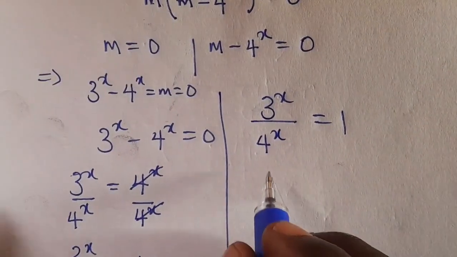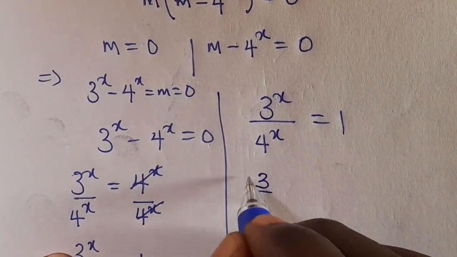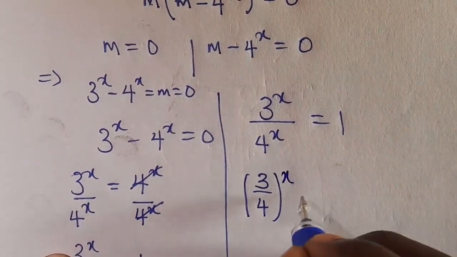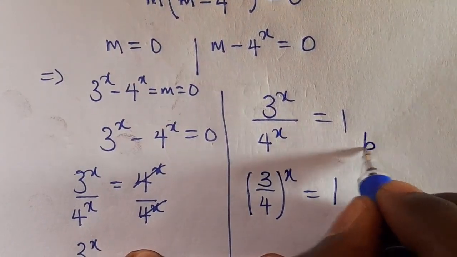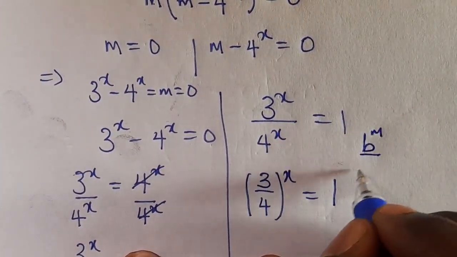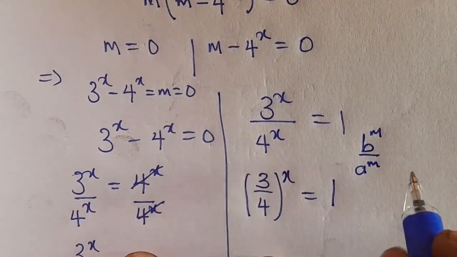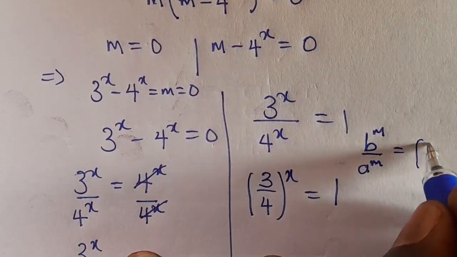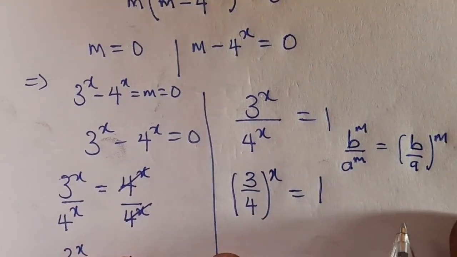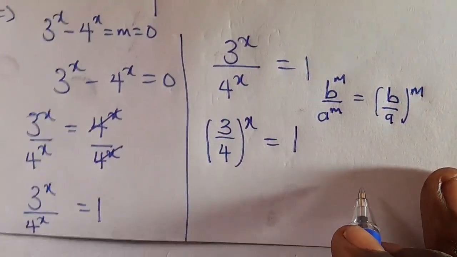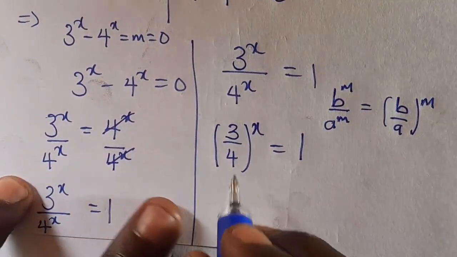Now, we can take the power of this as (3 divided by 4) all to the power of x equals 1. And the reason is that when you have b to the power of m divided by a to the power of m, so they have the same power, we can take their base as (b divided by a) all to the power of m. And that is the law of indices.